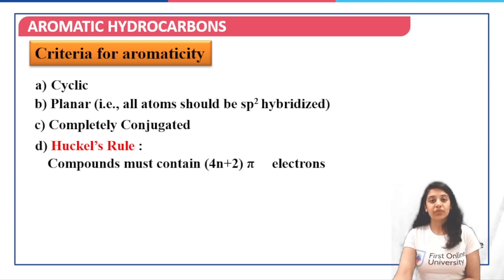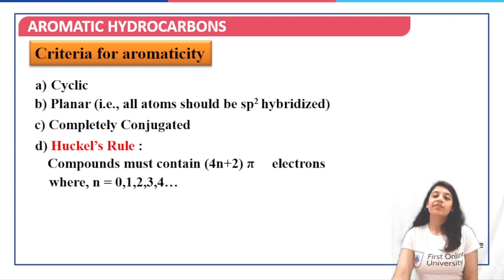Then we talked of anthracene, which had 7 pi bonds or 14 pi electrons. Now here, put n equal to 3. So 4 into 3 is 12 plus 2 equal to 14 pi electrons. So anthracene also satisfies Huckel's rule, and also it is cyclic, planar, and conjugated. Therefore, it is an aromatic compound. So all these four conditions must be satisfied by any molecule to be called aromatic. N can have values varying from 0 up to a very large number.